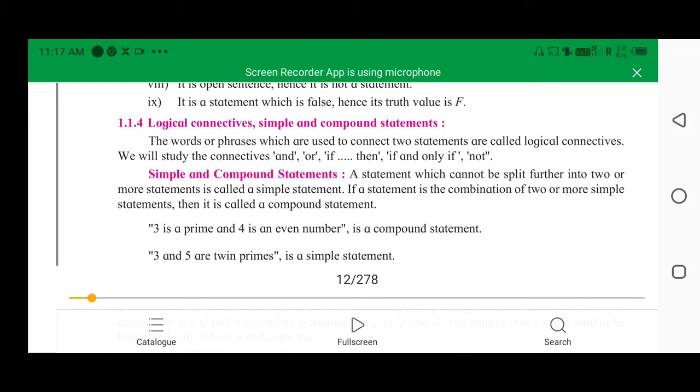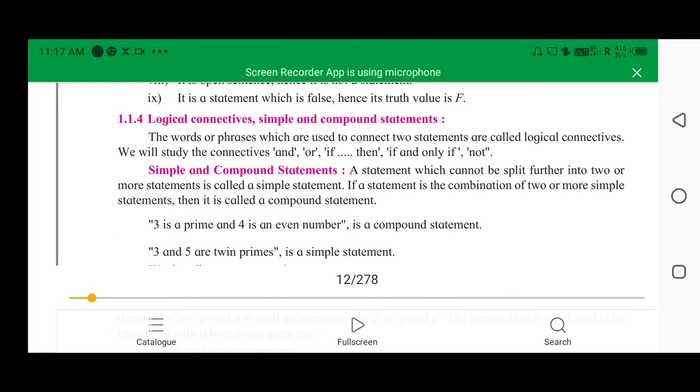Now the next subtopic is logical connective, simple and compound statement. The word or phrase which is used to connect two statements is called a logical connective. That means we are using connectives like and, or, but, if then, if and only if. These are said to be connectives, that means they are connecting the two statements.